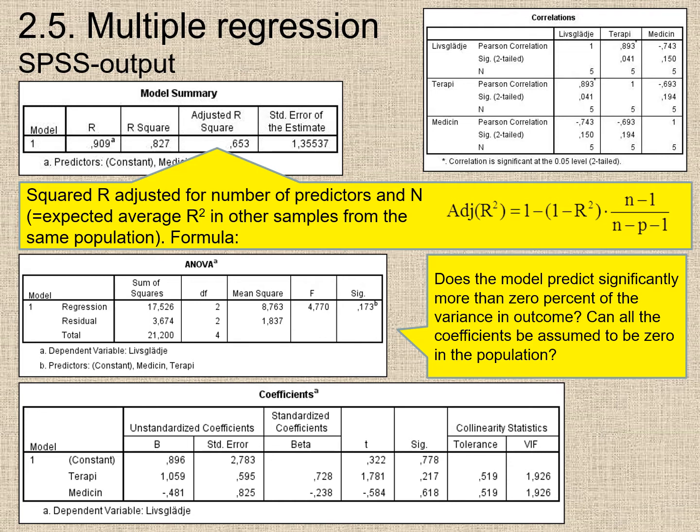And the same for medicine here. We can't, without enough confidence, reject the null hypothesis. For both of them, the regression coefficient in the population could be 0. Yes, and that was indicated also by the ANOVA table here.